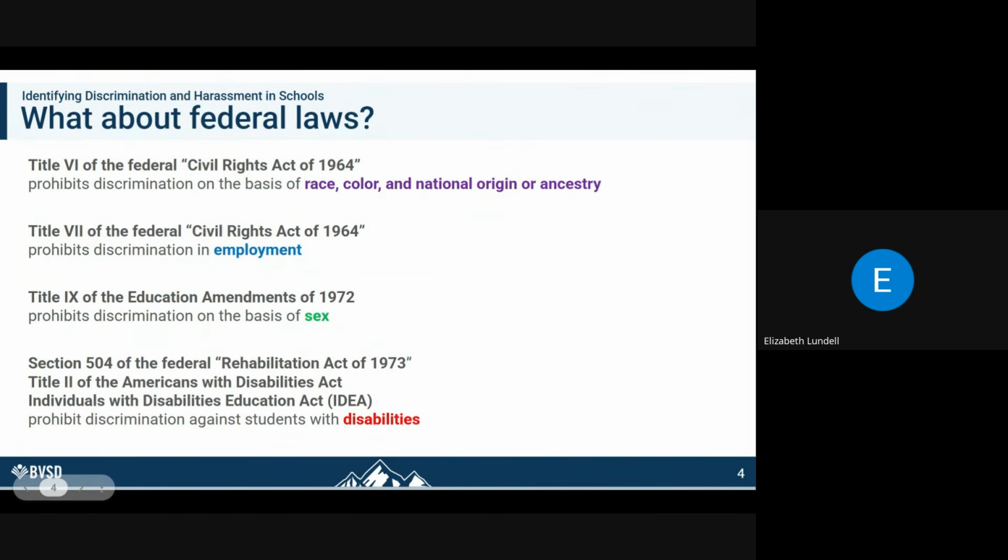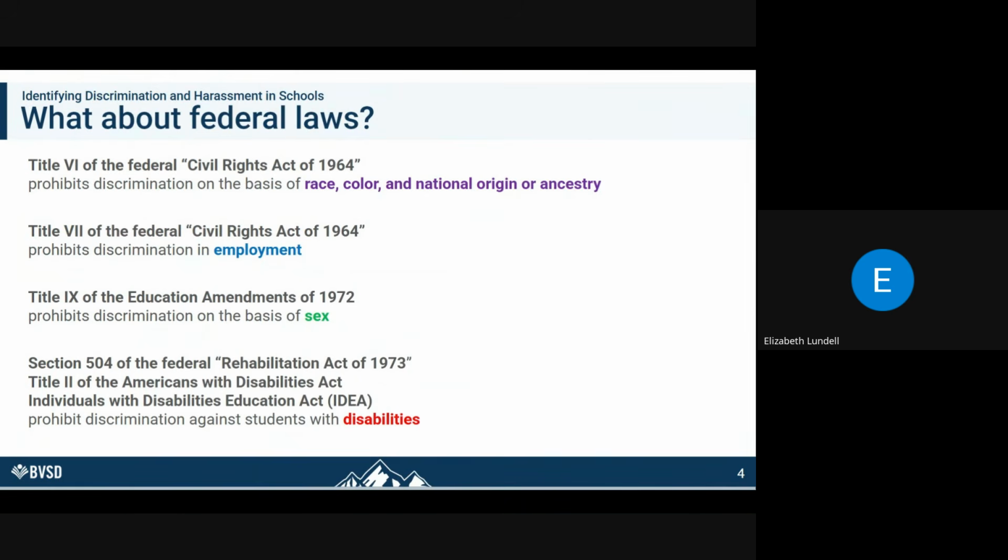Both federal and state laws protect individuals from discrimination and harassment. These laws are then incorporated into BVSD policy. In terms of federal law, there is Title VI of the Federal Civil Rights Act of 1964, which prohibits discrimination on the basis of race, color, and national origin or ancestry.